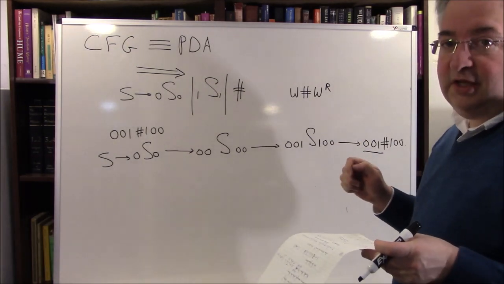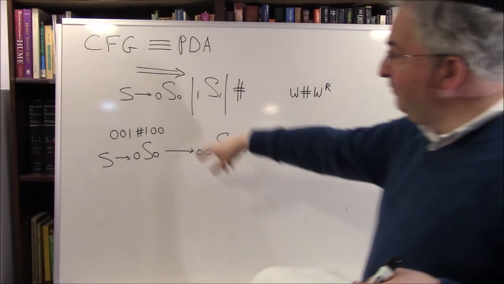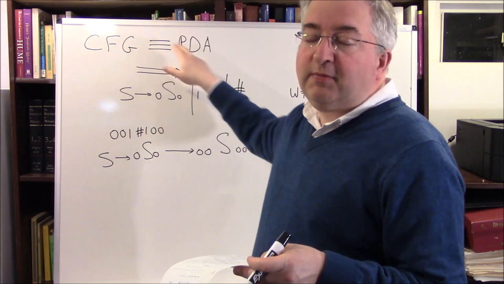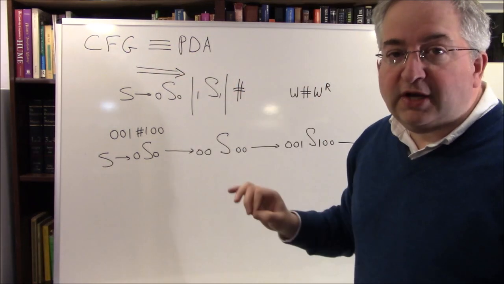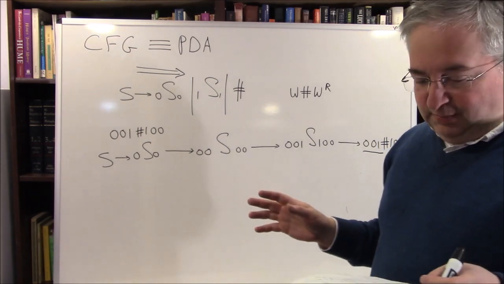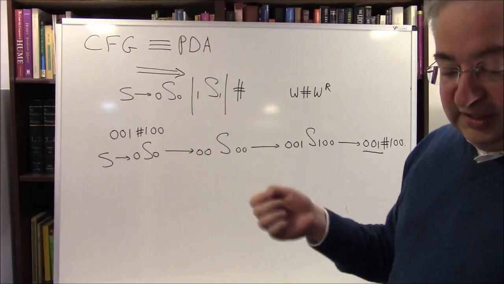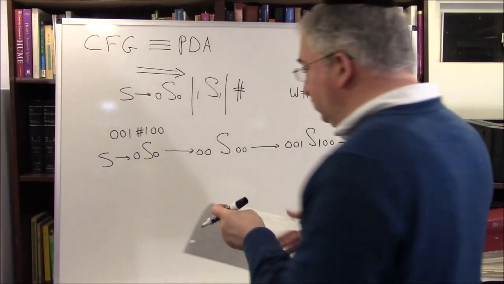Now here's the amazing thing. Every time we go from a context-free grammar to a pushdown automaton, the pushdown automaton has exactly three states. So it's as simple as can be. I'll give you the three states. Two of the states you already know, and some of the things you already know. So let's just do it.